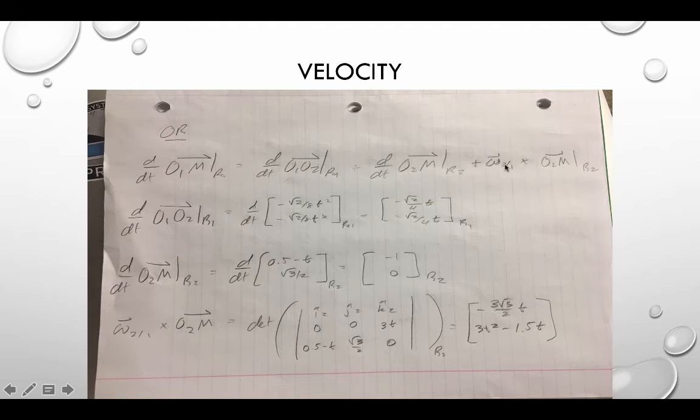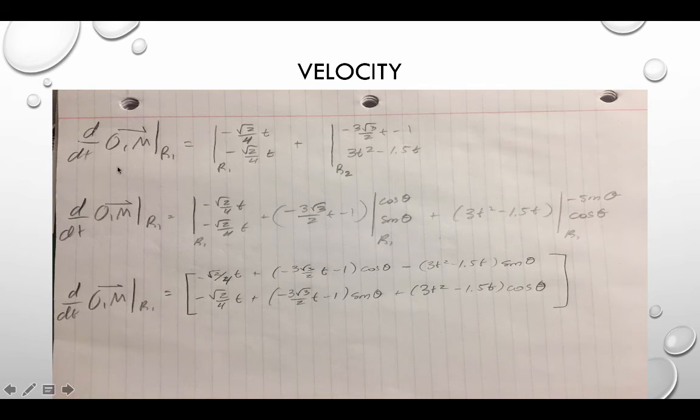Next, we have omega of reference frame 2 with respect to reference frame 1 crossed with O2m in R2. We actually already know all of these values, so this is a pretty simple cross product, with omega equal to 3t in the k hat 2 direction and O2m in R2 equal to 0.5 minus t in the i hat 2 direction and root 3 over 2 in the k hat 2 direction. Once you take the cross product of this, you get negative 3 root 3 over 2 t in the i hat 2 direction and 3t squared minus 1.5t in the j hat 2 direction. As you can see, this is also left in R2, so we're about to convert this.